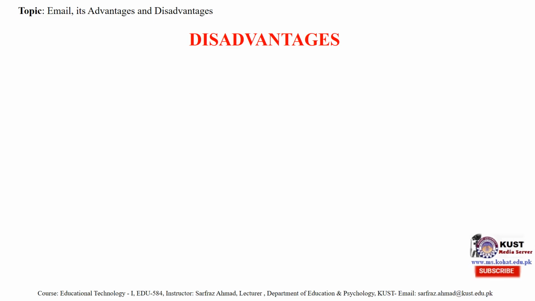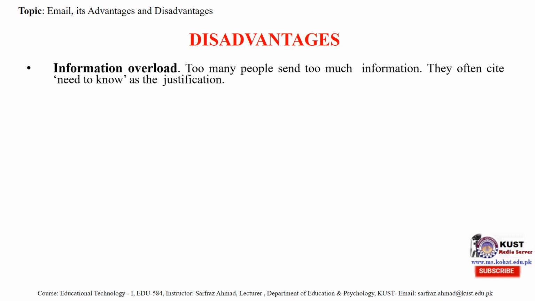Now if we have some advantages, on the other hand we have some disadvantages also. You know that every picture has two sides. Every talk has two meanings. The same way everything has its advantages and disadvantages. So the first disadvantage is information overload. Too many people send too much information. They often cite need to know as the justification.